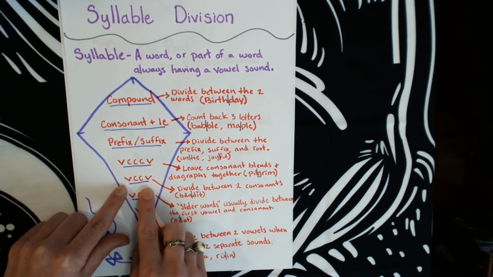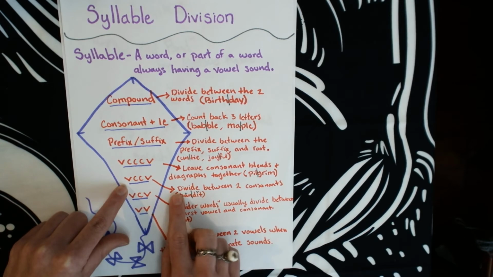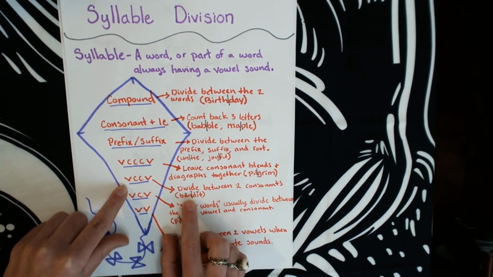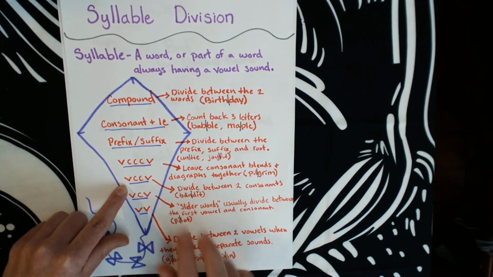Our next syllable division rule is the VCCV rule. When we find this pattern in a word, you divide between the 2 consonants. And just like the word bandit, I would find and mark my vowels. Notice there's 2 consonants in between, so I divide between those consonants to identify my 2 syllables.